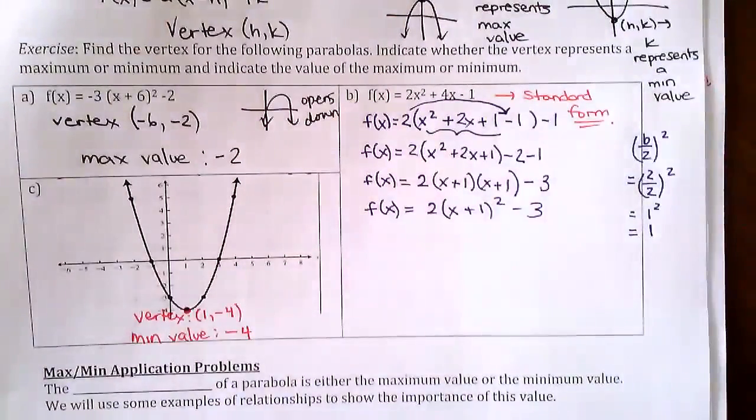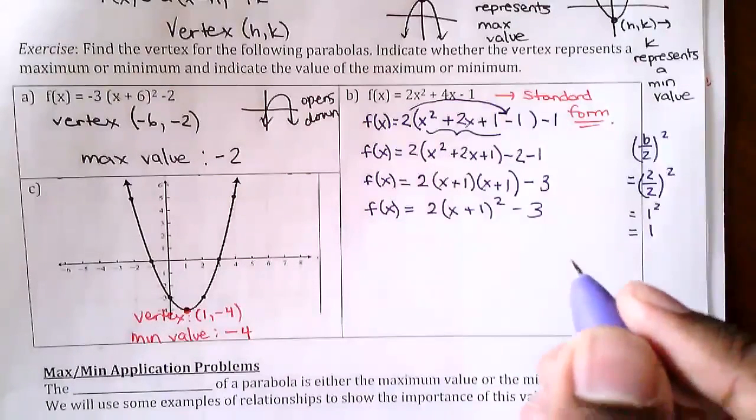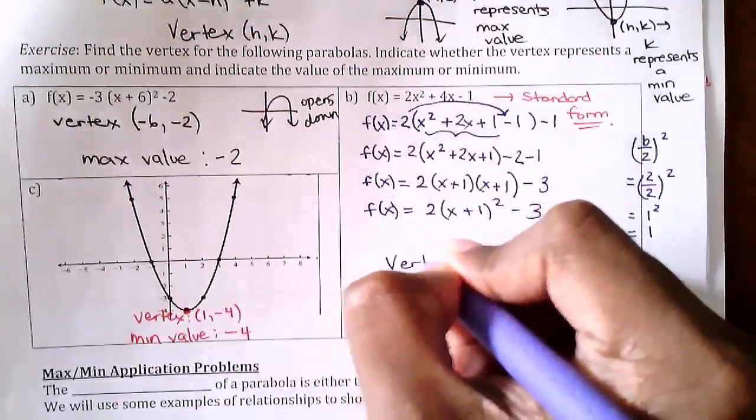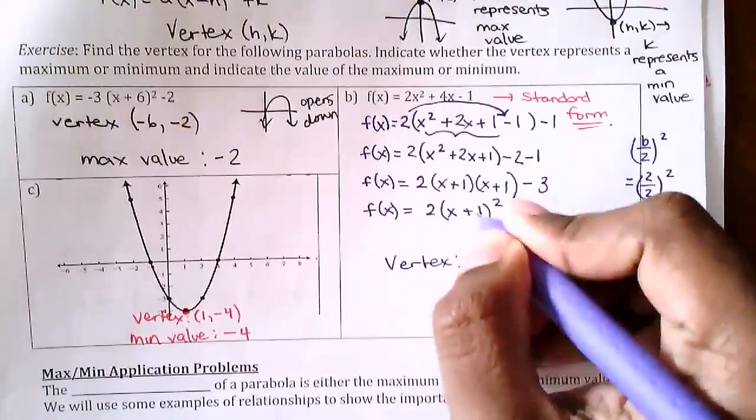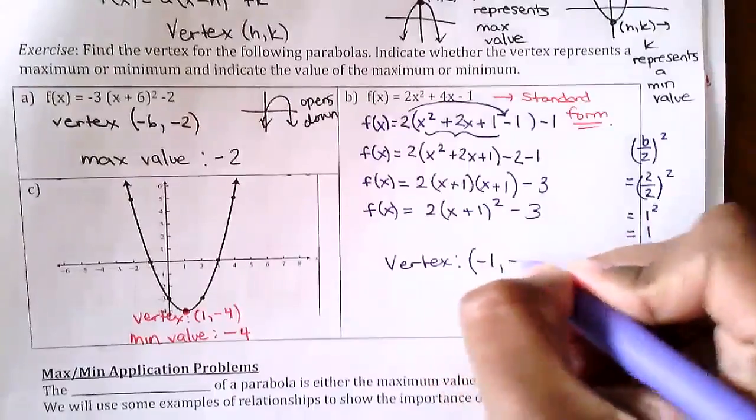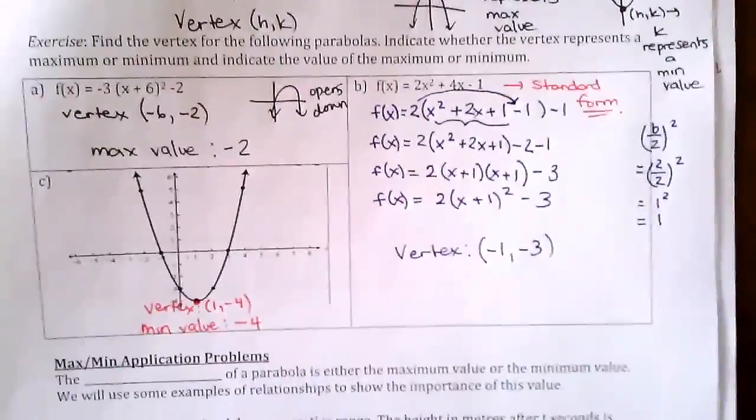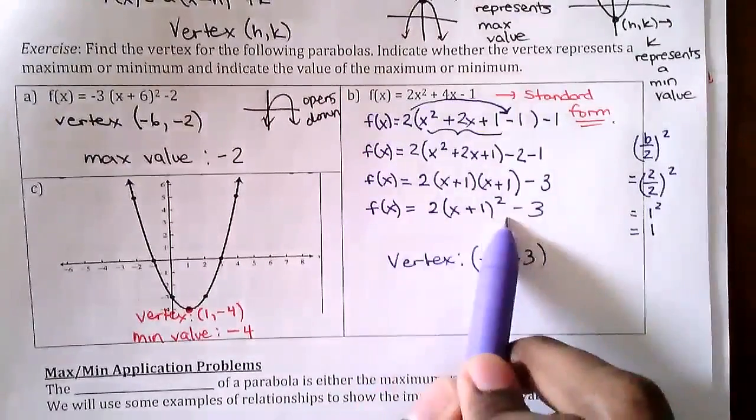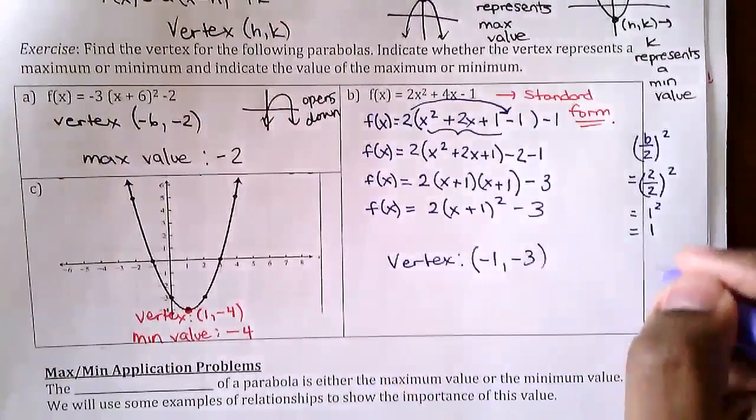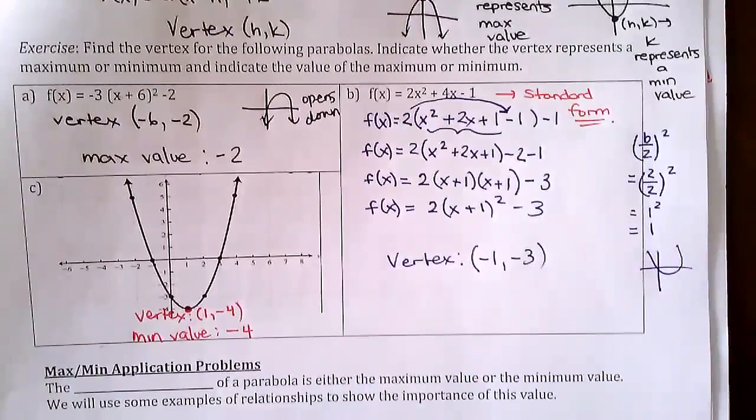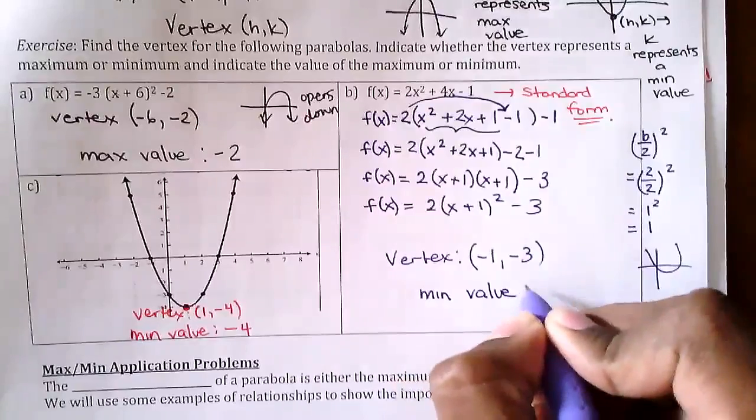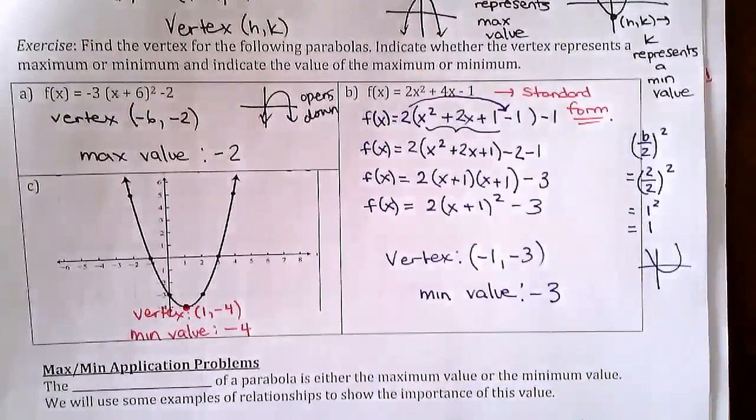So now that we have our function in vertex form, we can write our vertex. So our vertex is just the opposite of this, so (-1, -3). And again, if we take a look at our equation, we see that the a value is positive, so this parabola would open up, so it's going to have a minimum value of -3.